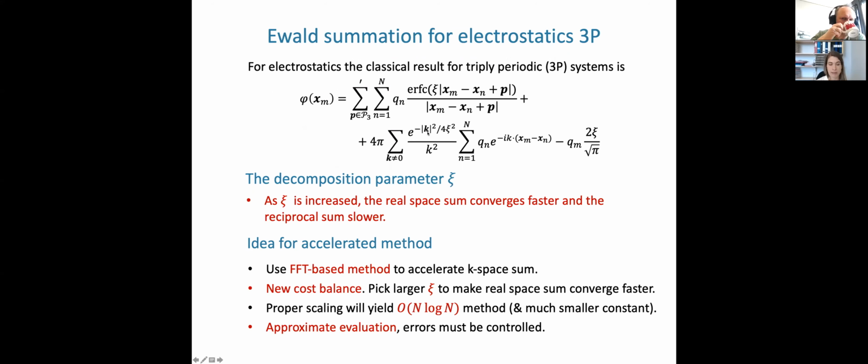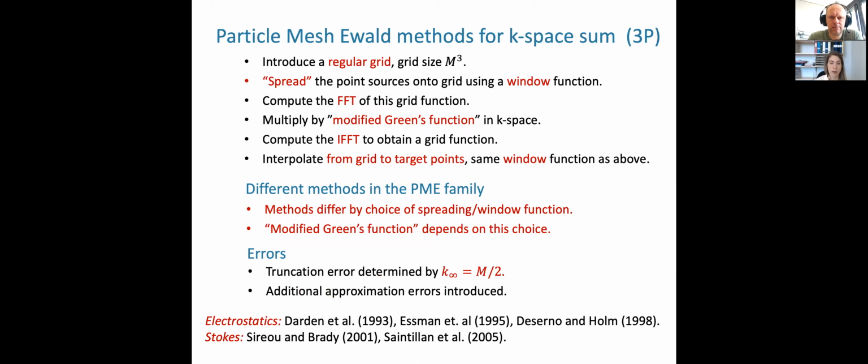And the idea with an accelerated method is to make the FFT part faster to compute. So you want to accelerate that. And if that one is faster to compute, you can adjust your psi to reduce the work in the real space part. And if you do that, the proper scaling would be an order n log n method. But as we said before, it will be faster, but it will have an approximate evaluation, so you will have to control your errors here. So we will think first about the triply periodic case and then go to the others, which are not as classical.